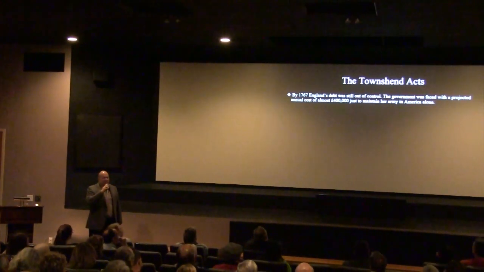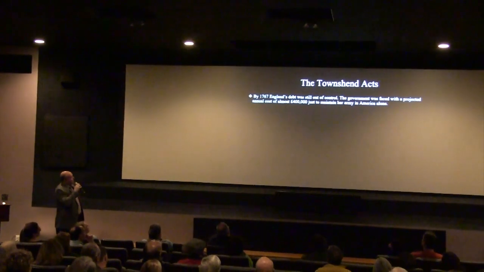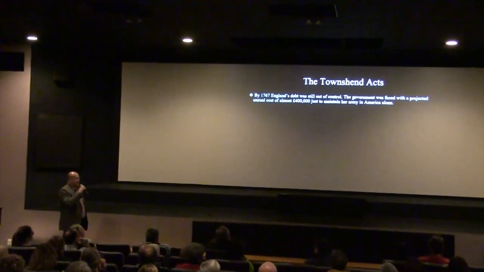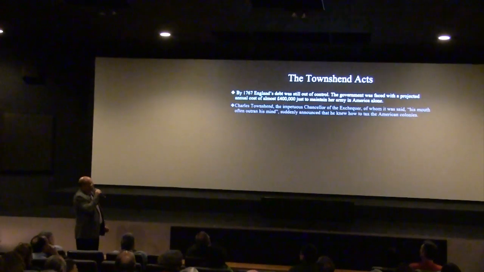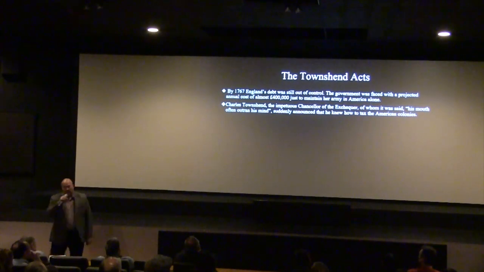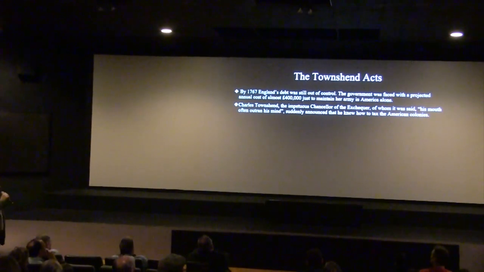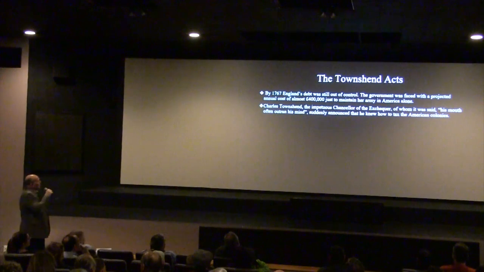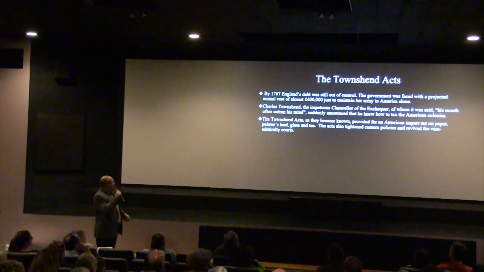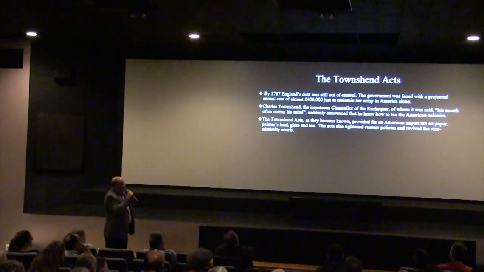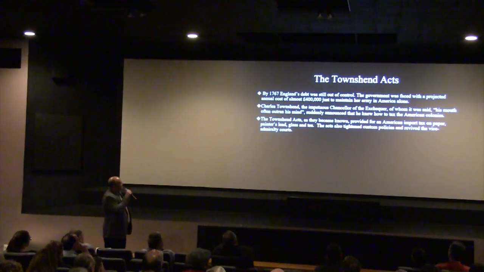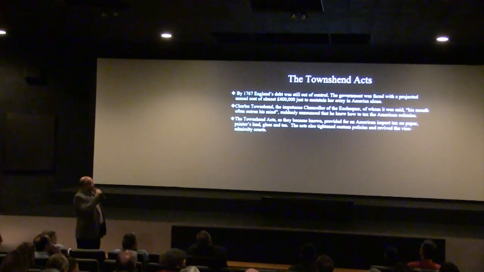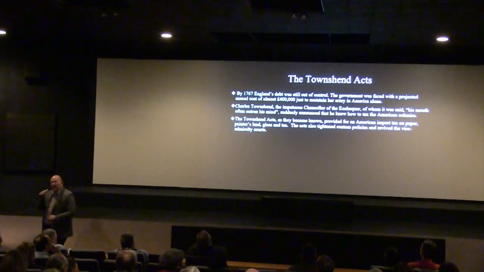So right now, by 1767, England is still in debt, okay? They were looking at a projected annual cost of £400,000 just to maintain their English army in North America in 1767. So Charles Townshend, who was another government official, according to period accounts, his mouth often outran his mind. I'm shocked he's in politics. Suddenly announced he knew how to tax the American colonies. The Townshend Acts, as they became known, provided for an American import tax on paper, painter's lead, glass, and tea. They also tightened custom policies and revived the hated Admiralty Courts.